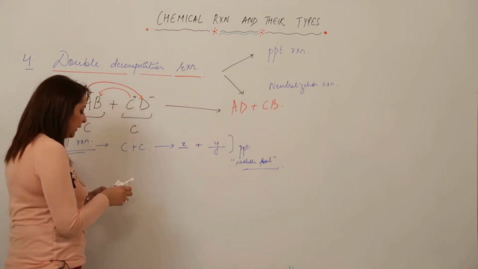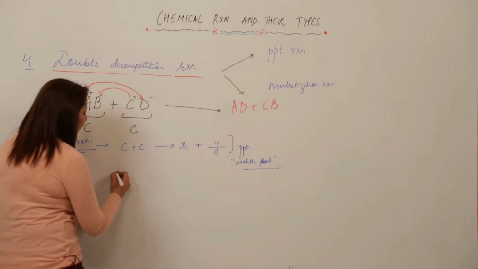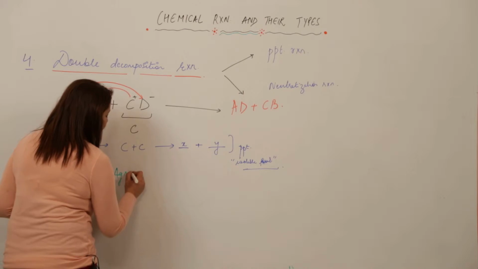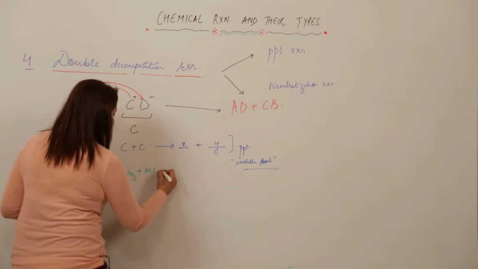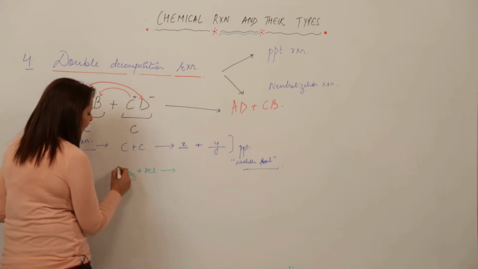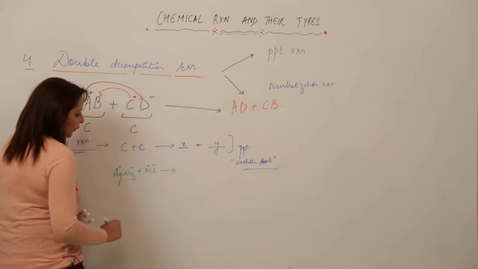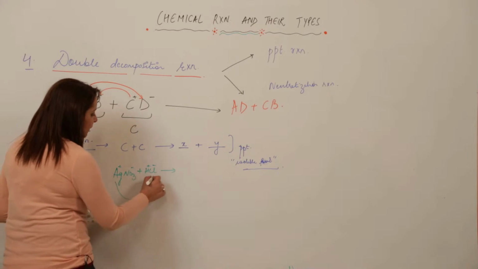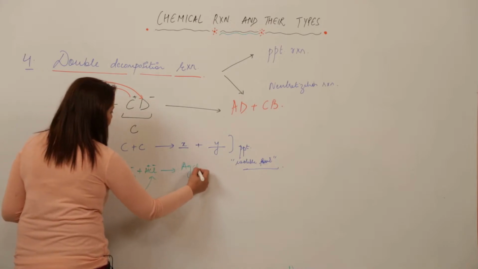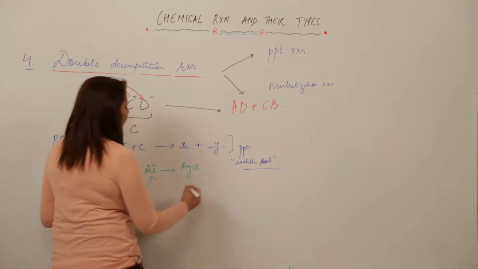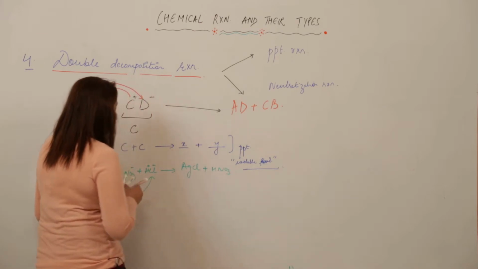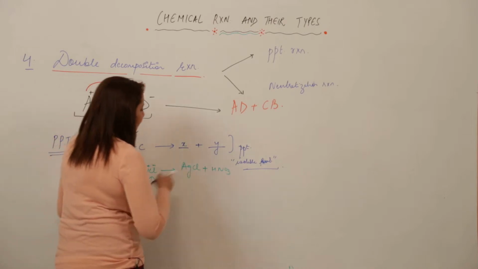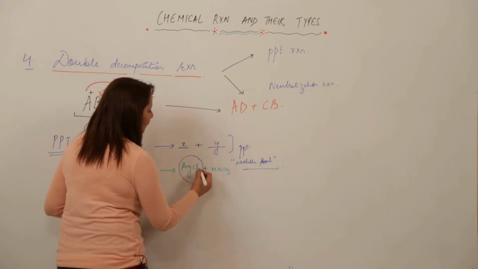So for example, I am stating an example for you. If I take AgNO3, that is silver nitrate, plus HCl, what will they form? I am writing the valencies for you. Ag is going to combine with Cl, so we will get silver chloride, and H will combine with NO3 to form HNO3. It will lead to the formation of a precipitate because out of them AgCl forms the precipitate.